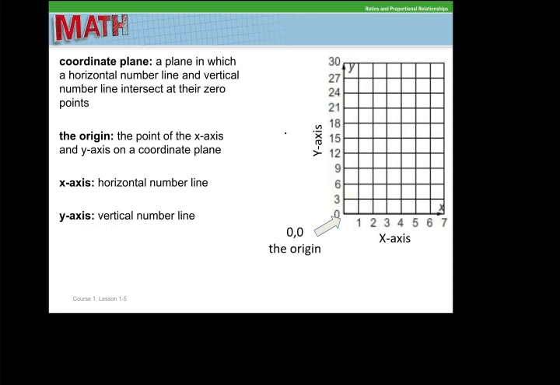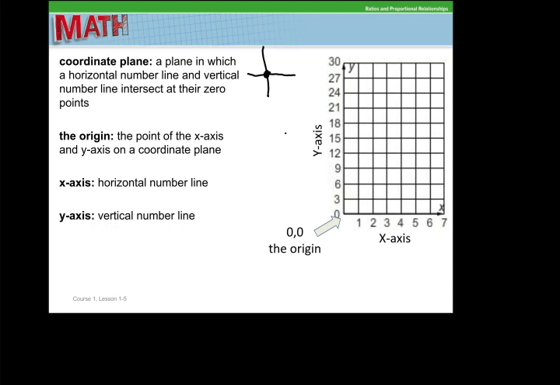All right, so the first vocab word is coordinate plane. Coordinate plane is where a horizontal number line and a vertical number line intersect at their 0 point. So that means that when we have a line in there, when it intersects there, that is a coordinate plane.